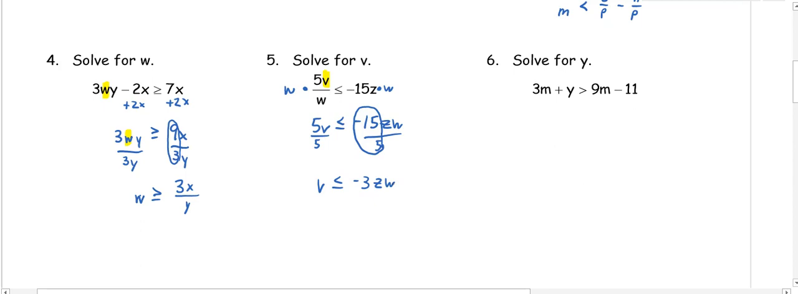Number 6, solve for y. So in number 6, we're going to subtract 3m from both sides. And there's already a 9m, which was a like term, so we can subtract those together, and we get y is greater than 6m minus 11.